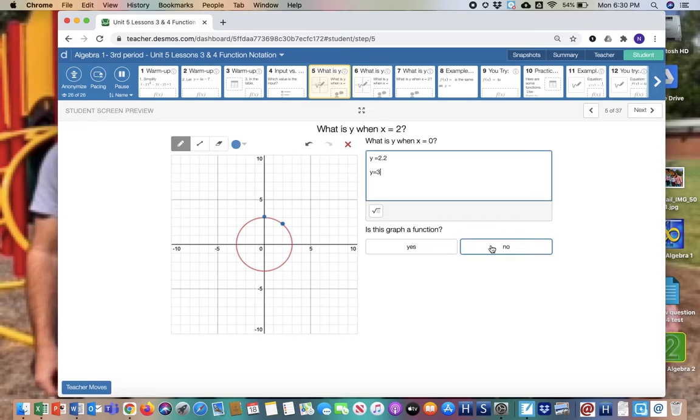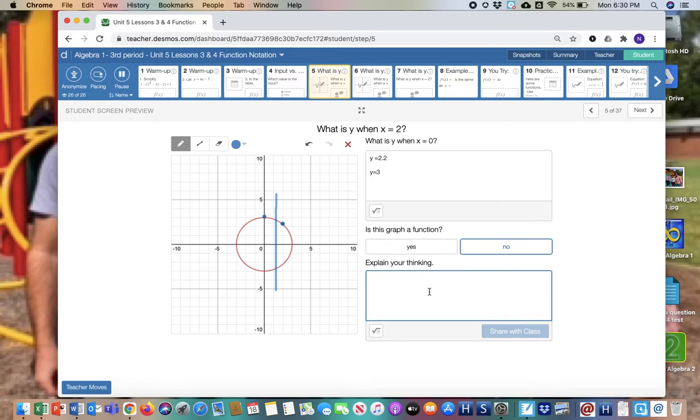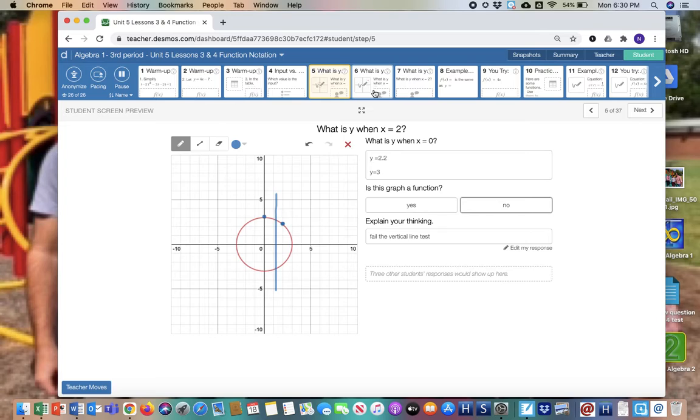Now, is this graph a function? No, it is not. Why is it not a function? If I draw a vertical line, it would cross the graph more than once. So it would fail the vertical line test.